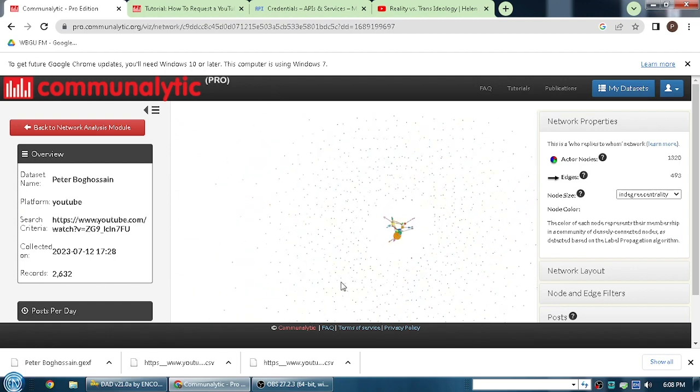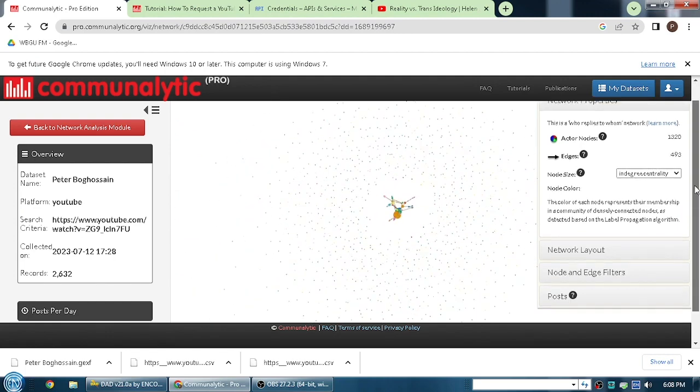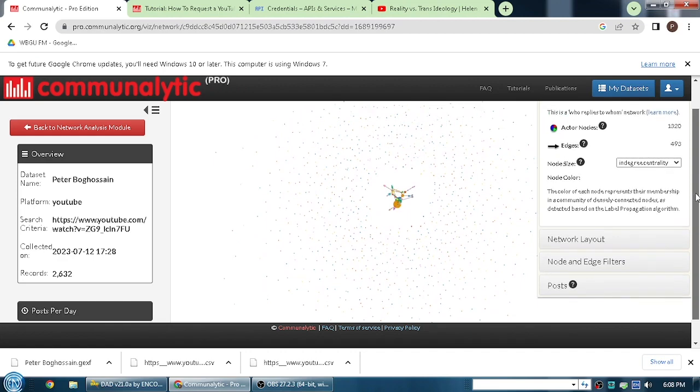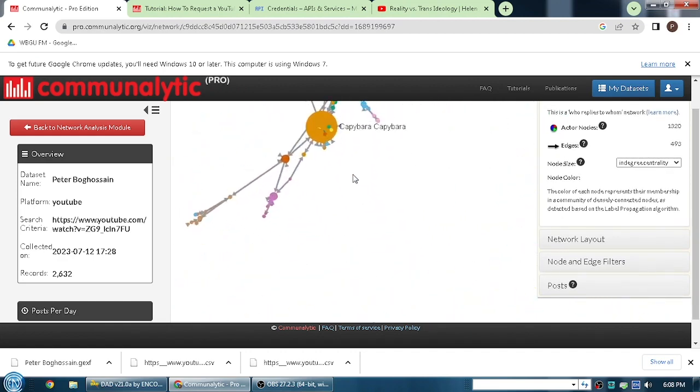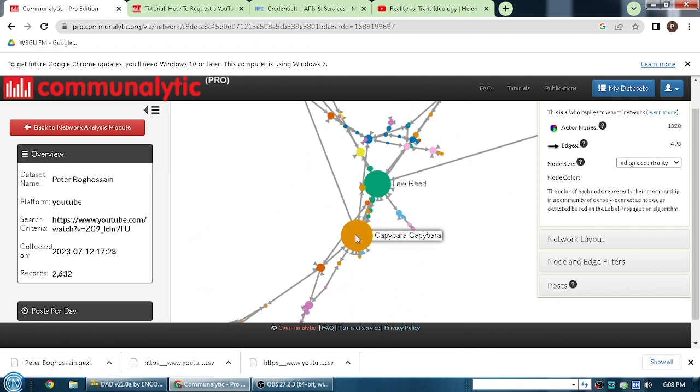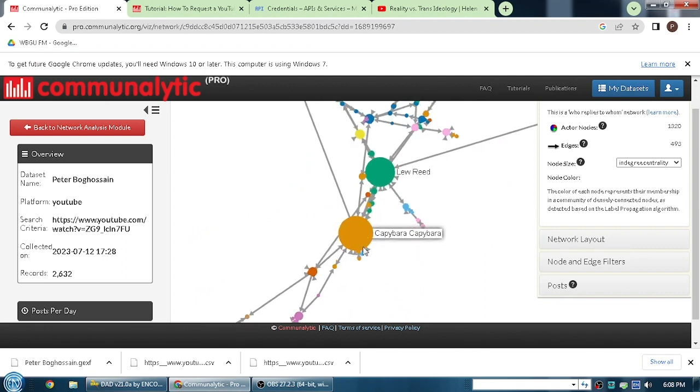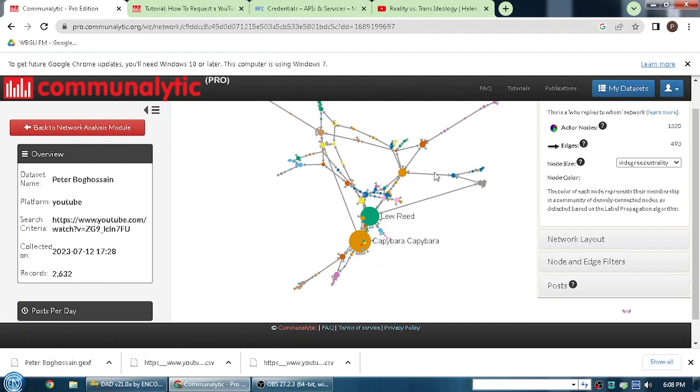Look at all these constellations. It still blows my mind to look at these nodes and everything. But let's get in there and look at our leaders. Lou Reed and Capybara, making lots of comments. And one of these is going to be Peter himself, right? The creator of the content, right?